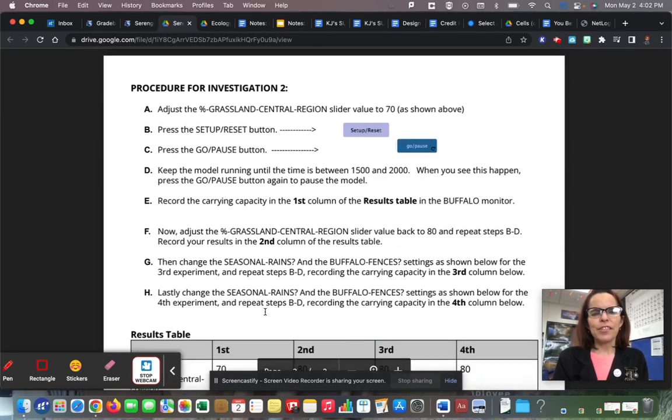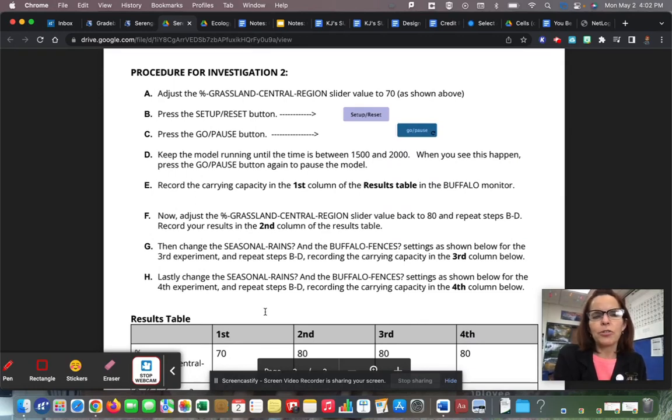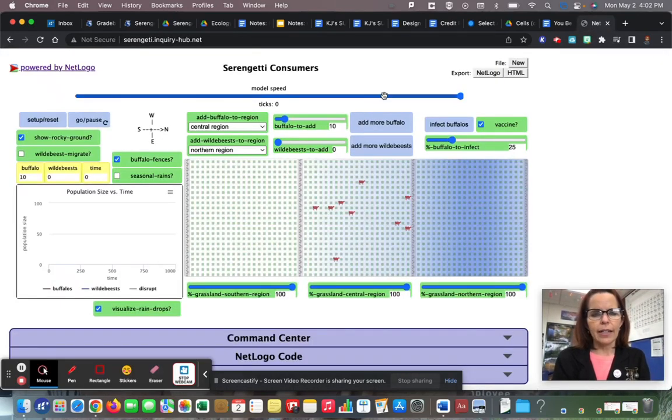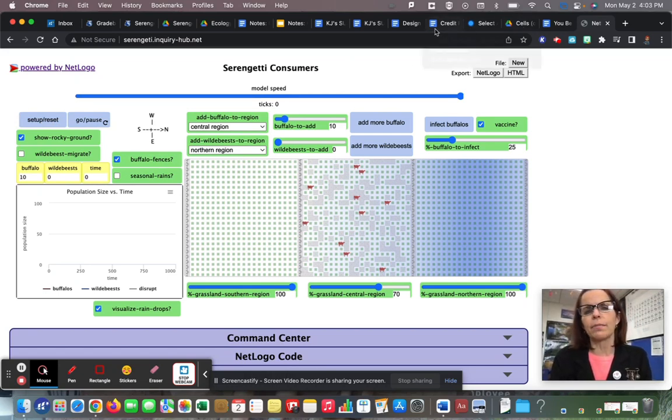Okay, so procedures for investigation number 2. Adjust the percent grassland in the central region slider to value 70. So let me show you me doing that. So the central region, we're going to change this to 70. Down to 70 this time. And I'm going to hit setup reset so that you can see. So those kind of X'd out boxes, those are supposed to be rocks in this simulation.